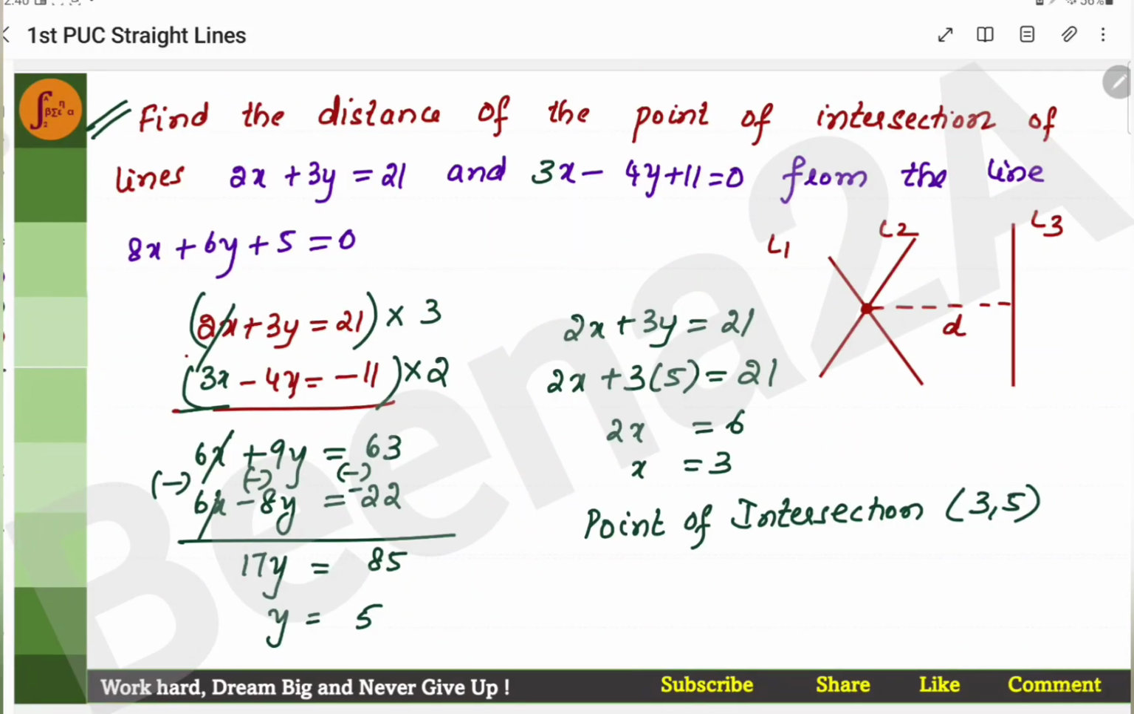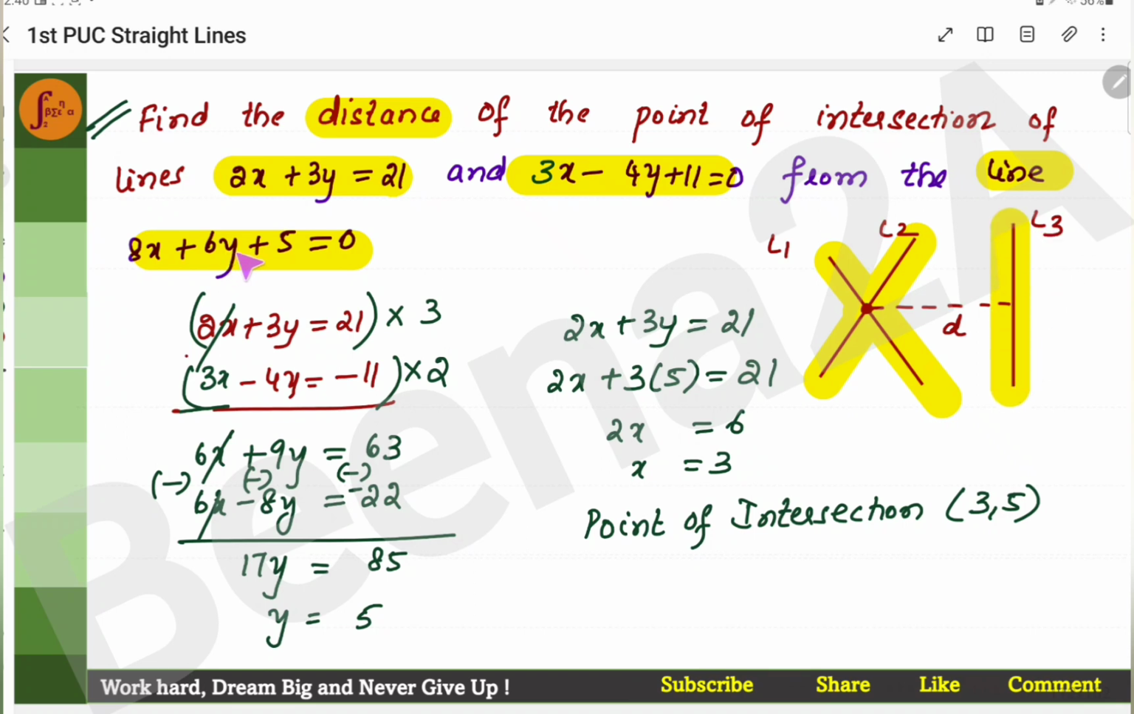Let's look at another problem. Find the distance to the point of intersection of the lines. There are two lines given. You have to find the intersection point, and from that point you have to find the distance to this line. So you have two lines here, L1 and L2. There is a point of intersection. From this point you have to find the distance to this line, L3, right? So this is 8x plus 6y plus 5 is equal to 0. And this is L1, this is L2, this is L3.